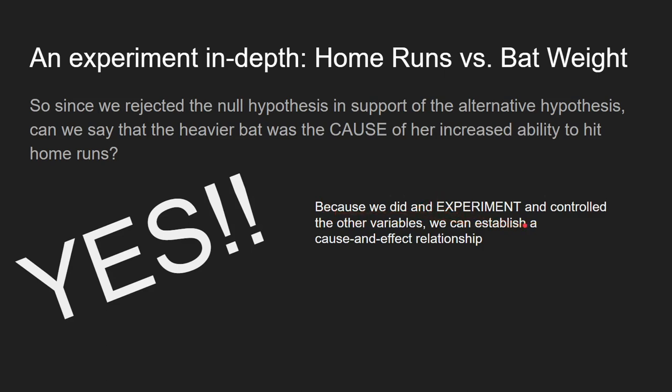Because we did an experiment and controlled all those other variables, and we did everything randomly. We did all the rules and regulations when it comes to experiments. We did all those. We can establish that cause and effect relationship. Okay, heavier bats in this case make for more home runs. Okay, and that's for this specific batter, right? It was one person who was doing all the batting, so for that batter, that heavier bat causes her to hit more home runs. Okay, so that's an example of an experiment, and talking all the way through it.